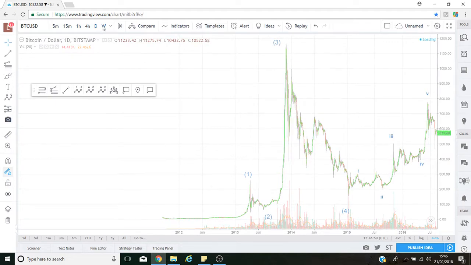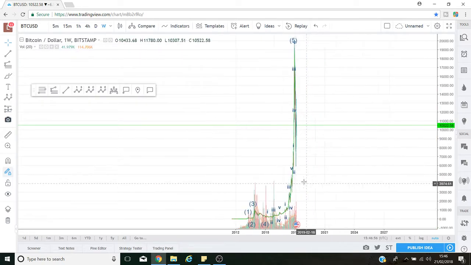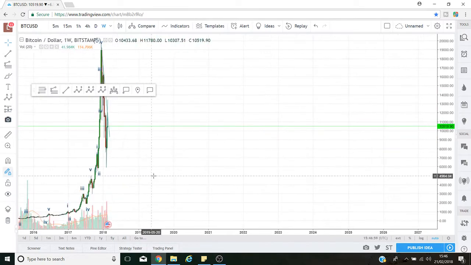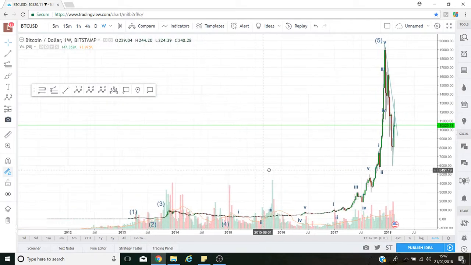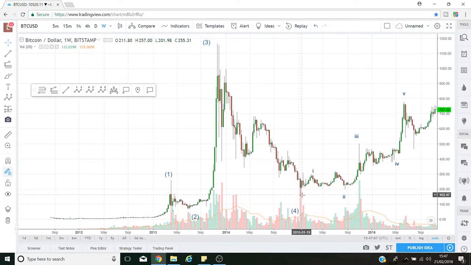Now, if we look at this on the weekly chart here, you can actually see that wave 4 does overlap with wave 1. Now, strictly speaking, this would invalidate an Elliott wave pattern, because wave 4 should never overlap with wave 1. However, having said that, you do have to be flexible in trading, and I have seen these overlapping waves of wave 4 and wave 1.